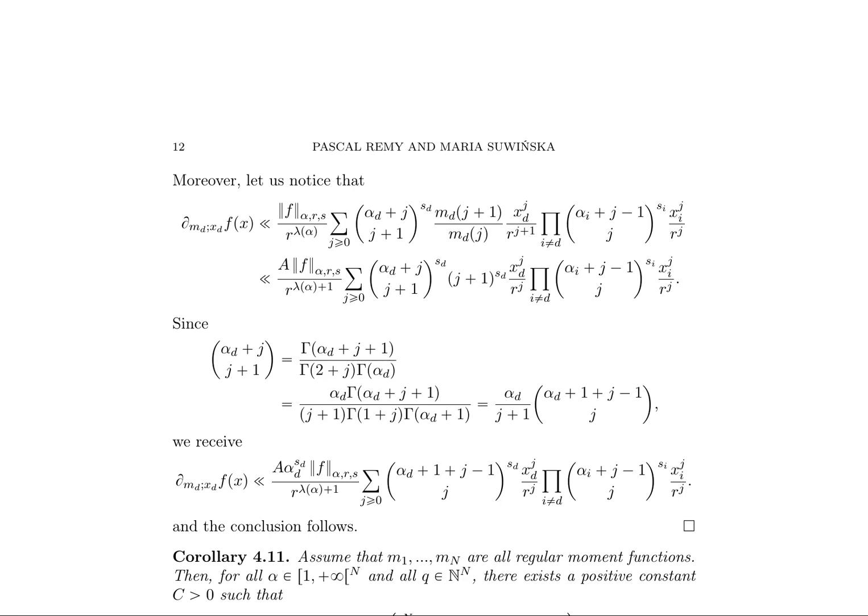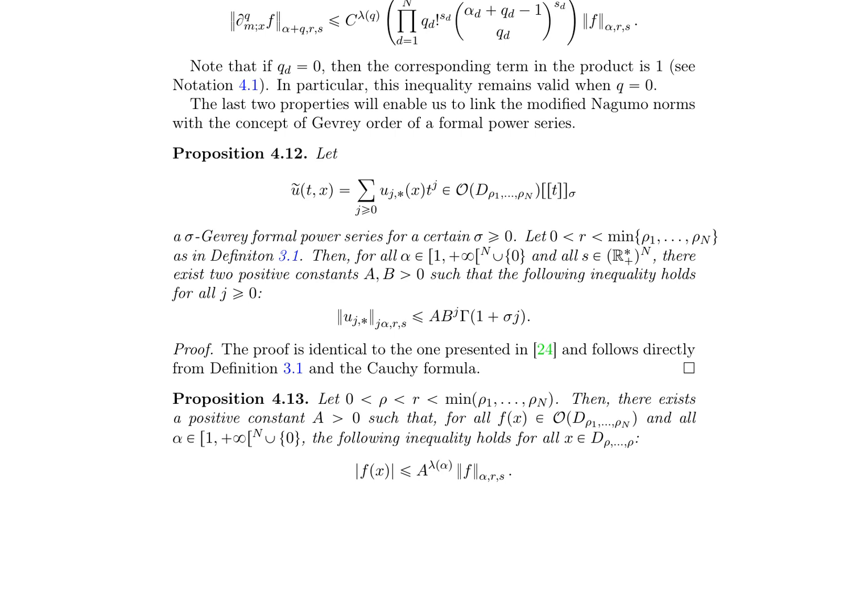The authors then link modified Nagumo norms to the Gevrey order of formal power series. Proposition 4.12 states that if a formal power series is sigma Gevrey, its coefficients satisfy an inequality involving modified Nagumo norms and parameters alpha, r, s, and sigma. Furthermore, proposition 4.13 provides an upper bound for the absolute value of a function f evaluated at a point x, in terms of the modified Nagumo norm of f and parameters alpha, r, and s.